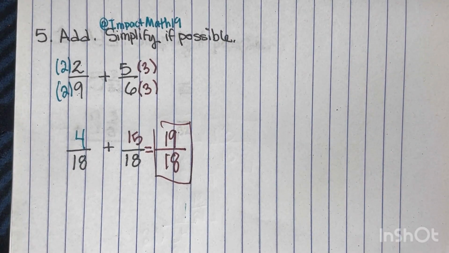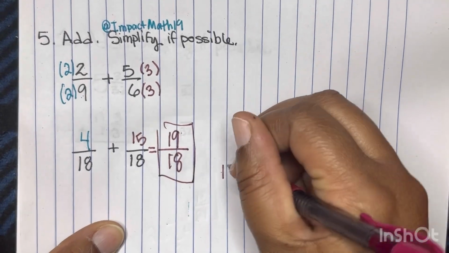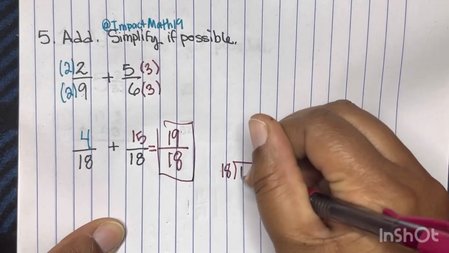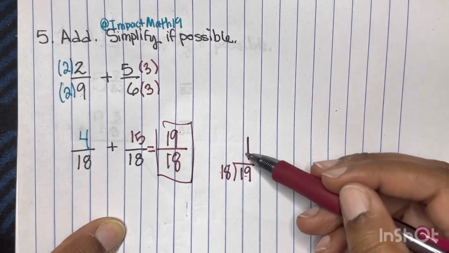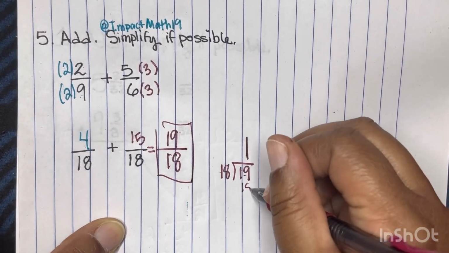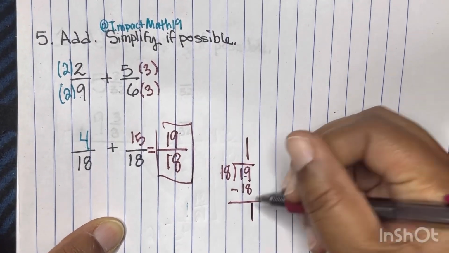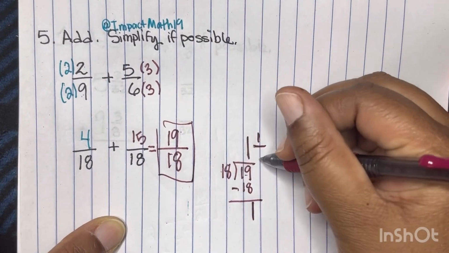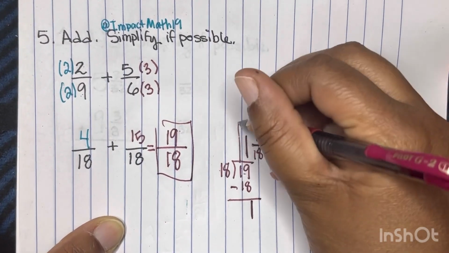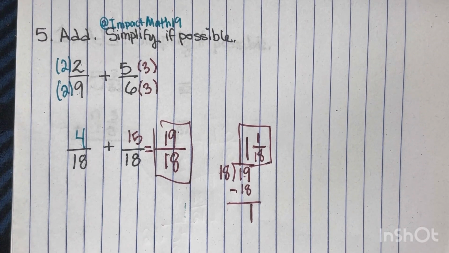Now, if we want to make it a mixed number, remember we do this by doing 18 divided into 19. 18 goes into 19 one time. So 1 times 18 is 18, and we subtract. 19 minus 18 is 1. We have a remainder of 1, and we put that over what we divided by, which is 18. And this is our answer as a mixed number.